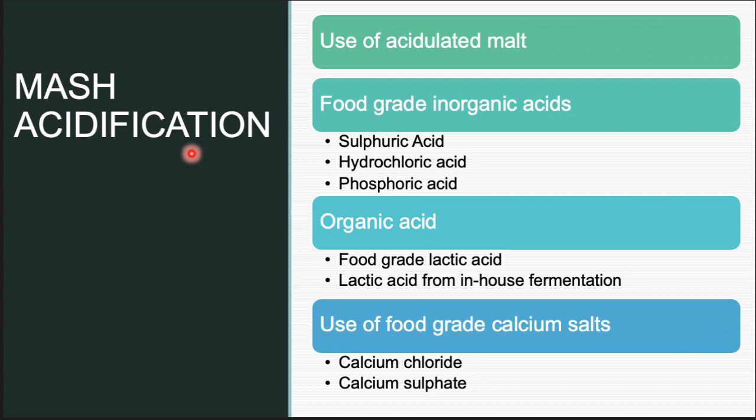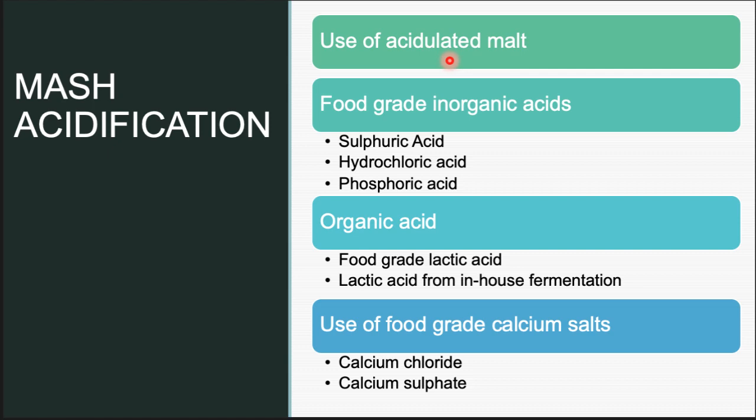Acidification of the mass can be done by any one of these methods: use of acidulated malt, or use of food grade inorganic acid, or use of organic acid, or use of food grade calcium salt. Acidulated malt is pale malt that has been subjected to lactic acid fermentation after kilning in the malting process, and a second finishing drying cycle is done. The lactic acid bacteria reside naturally in the malt until use.